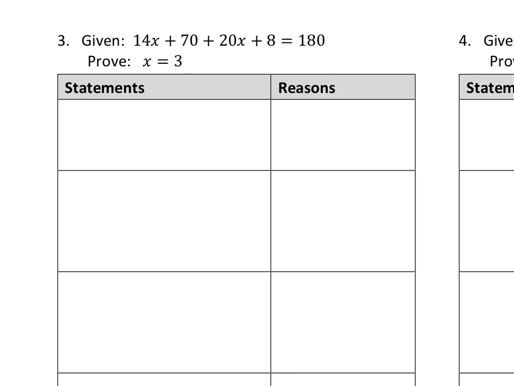Okay. What's the first thing I write down in this proof? The first statement? Given. Okay, good. If we know the given goes here, let's actually write the given statement in here. 14x plus 70 plus 20x, use your nice handwriting, please, plus 8 equal to 180. Our goal is to get down to the fact that x is equal to 3.